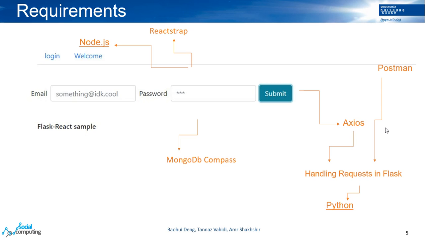In this sample, we have used Reactstrap for the front-end part, which we will discuss later, and MongoDB as the database. When we click on the submit button, the front-end should send the data to the backend, for which we used Axios. After that, the backend, which here is Flask, needs to handle this request and send back a response to the front-end. Generally speaking, these are the parts which will be discussed in this lecture.